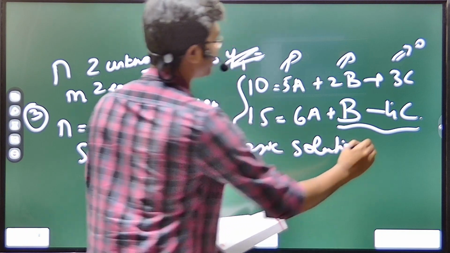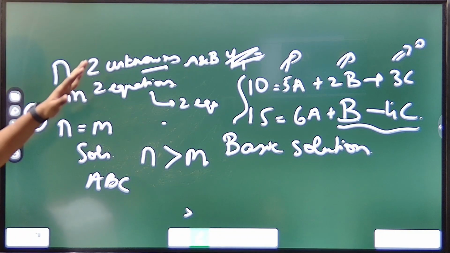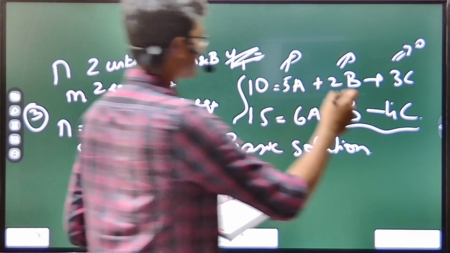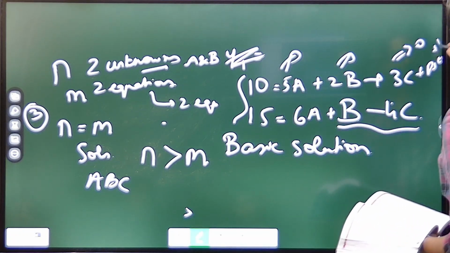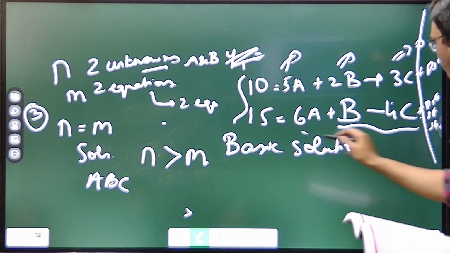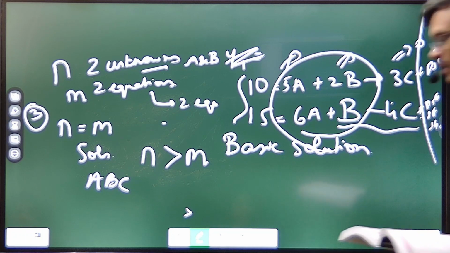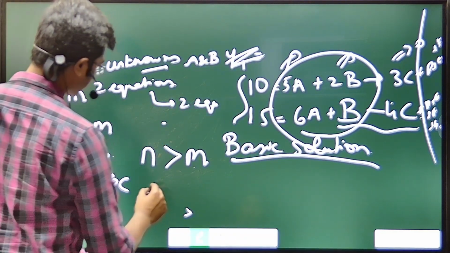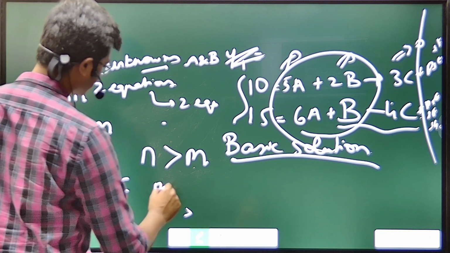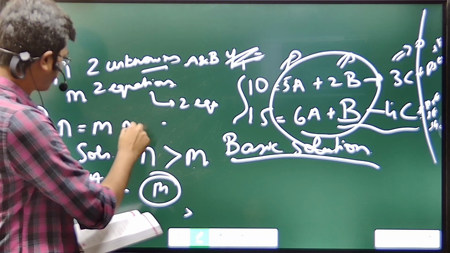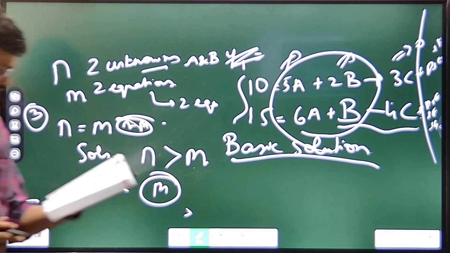Understood? If you have more unknowns than the number of equations, for however many more unknowns there are, you assign them 0. So if you have plus d plus e plus f, and plus d plus e plus f plus g, something like that, you will assign 0 to all of these. You will only have two unknowns. So that is called basic solutions. If n is greater than m, you have to bring it in such a way that you have only m unknowns. So n minus m variables should be assigned as 0. That is basic solution.